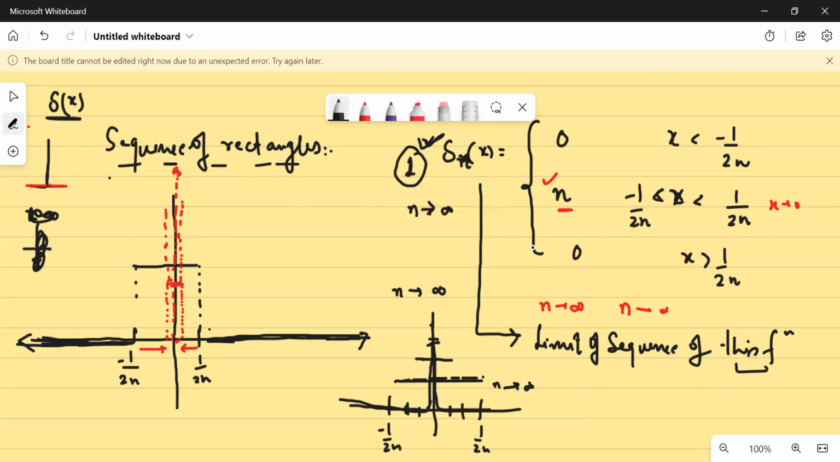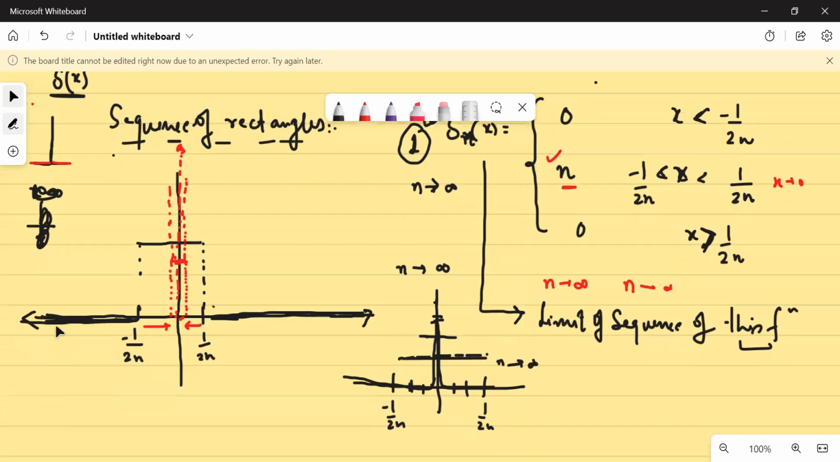One such function can be this, what I have written: it is 0 if x is less than minus 1 upon 2n, and if x is greater than 1 upon 2n, then it is equal to 0. So what does it suggest? It suggests that as n tends to infinity, on the right hand side of 0 you have 0, and approaching 0 from the negative side, it is again 0. Almost close to 0, the limit will be 0 on both sides. So I'm saying at x equal to 0, my limit is infinite. So when I take the limit of this sequence of functions, it will almost behave as if it is a Dirac Delta function.